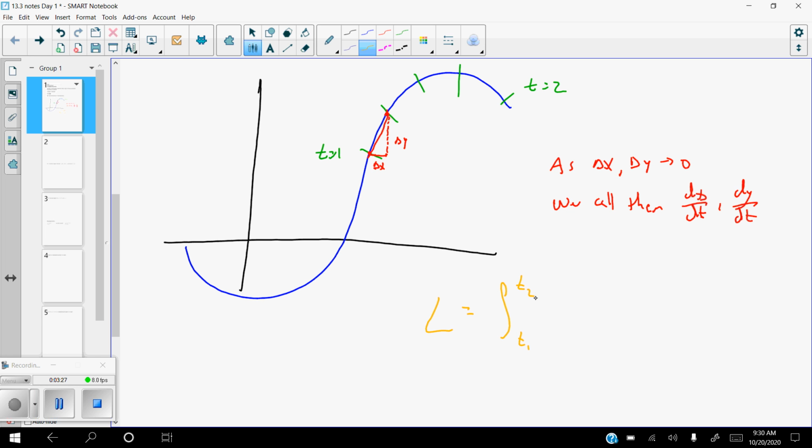If we integrate from t1 to t2, or add up all of the lengths of the curve, well, remember that you're basically using the Pythagorean theorem to find the hypotenuse. It's going to be the square root of (dx/dt) squared plus (dy/dt) squared, with respect to t, so dt. And that's how you would find the arc length in parametrics.